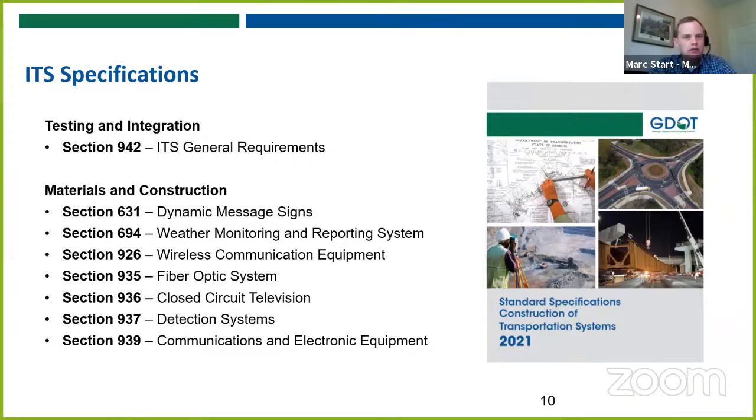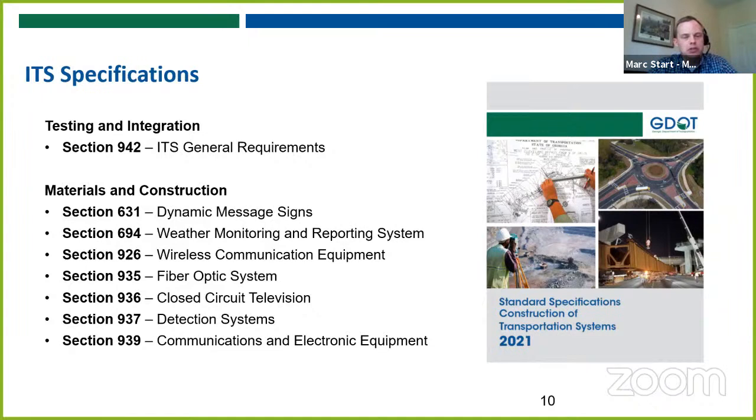So I'm going to start with a bit of an overview, and then we're going to get into the pay item discussions itself, which I think is helpful for both the designers as well as for those that are bidding on the projects and understanding what's included where. The important thing about ITS and the structure of how specifications support the design is that there's a section 942, ITS general requirements, which really apply to any ITS work. And we'll see more about that in just a minute.